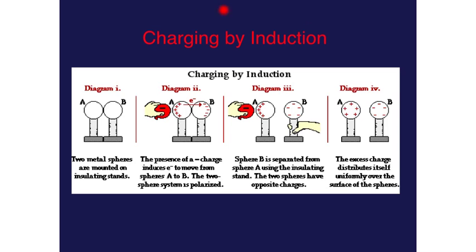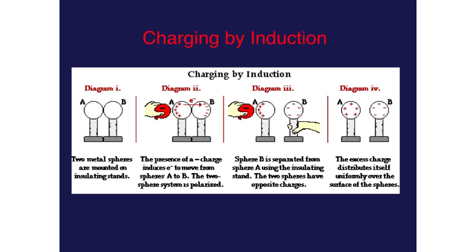Another way to charge substances is by induction. Here's an example of how this works. To start off with, we have 2 metal spheres, A and B, and they are touching each other, but they're on top of an insulator, and so the insulator is going to help keep any charges on these spheres. Then we're going to take a negatively charged balloon, and we're going to bring it near the 2 spheres.